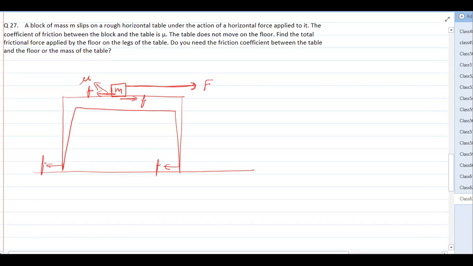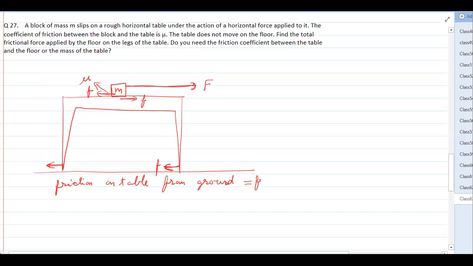So the table is not moving because whatever friction is applied from the block on the table is balanced by these two forces. These two are not F and F, actually these two combined are F. So these two forces combined are equal to this friction force, so the table is not moving. So how much is the friction force? The friction on the table from the ground is F.